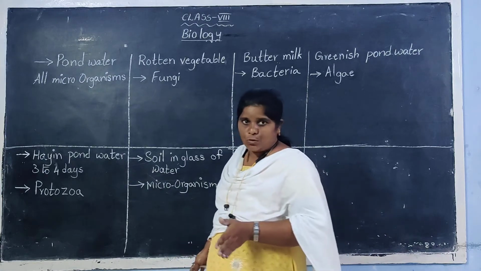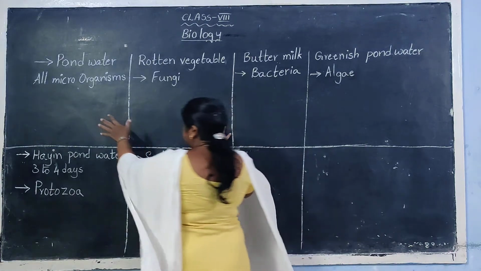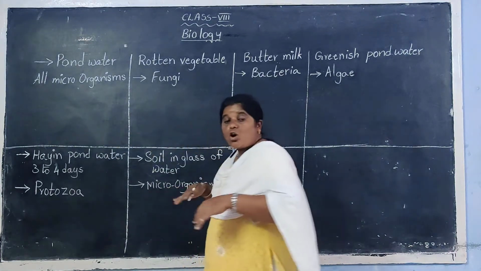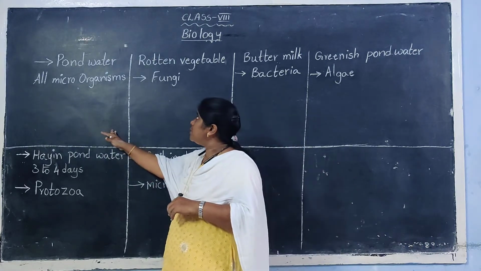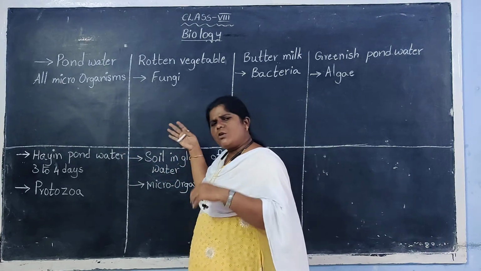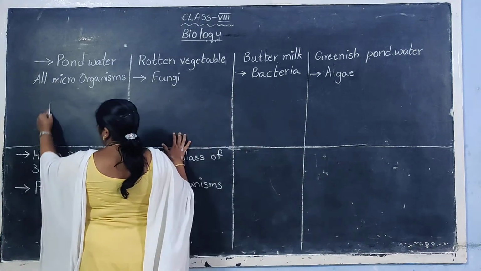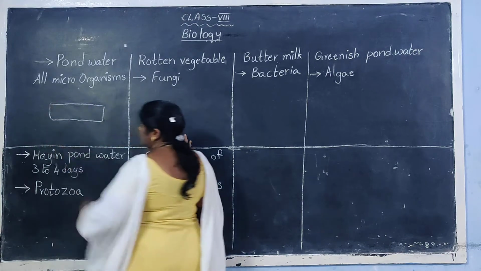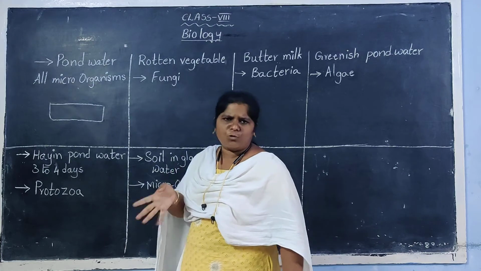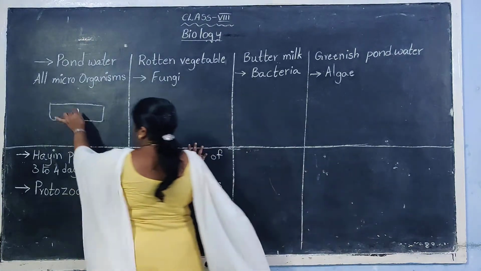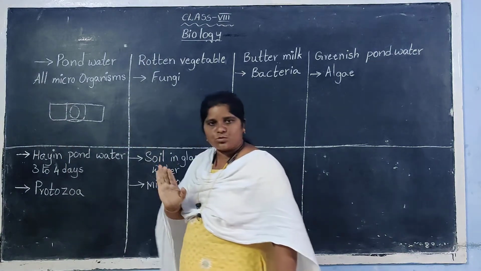Now in this class, there are 5 types of microorganisms. In what way can we observe them? In the previous class I showed you pond water and rotten vegetable, or you can take a bread slice. Once again I will repeat it. Take a glass slide. Collect some pond water. Just a drop of pond water is enough. Cover it with a cover slip and observe it under the microscope.